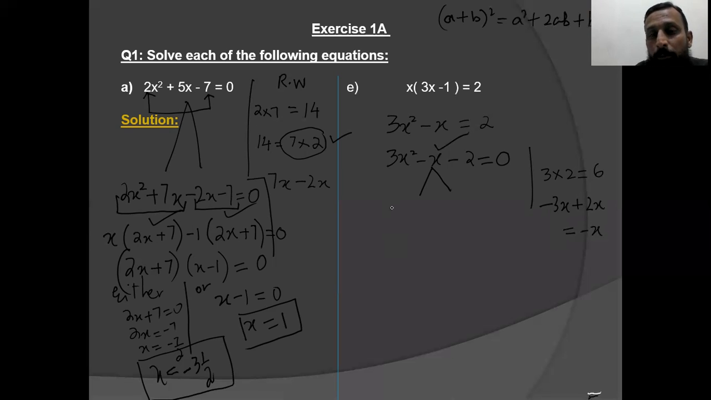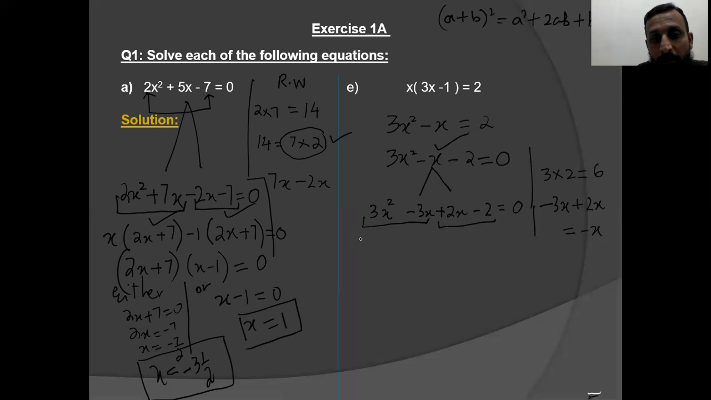So what I'm going to do, I'm going to split it like this, negative 3x and plus 2x, whereas the extreme numbers 3x squared and negative 2 as it is, no changes in that. 3x squared negative 3x plus 2x negative 2 equals to 0. Now you see you have four terms. So what can you do? You can make two groups. This is group number 1. This is group number 2.